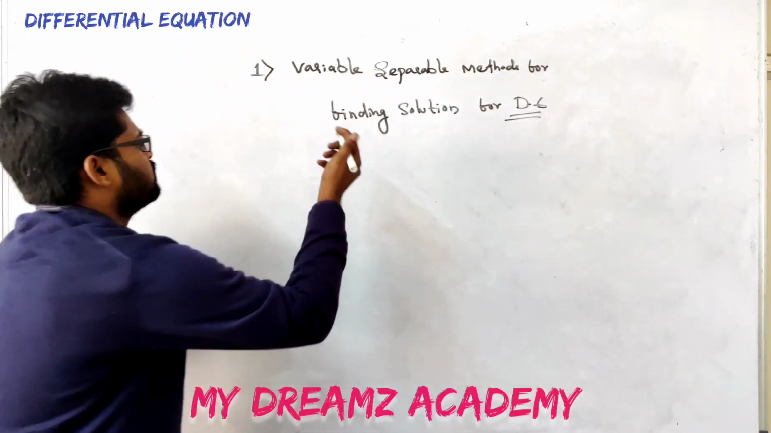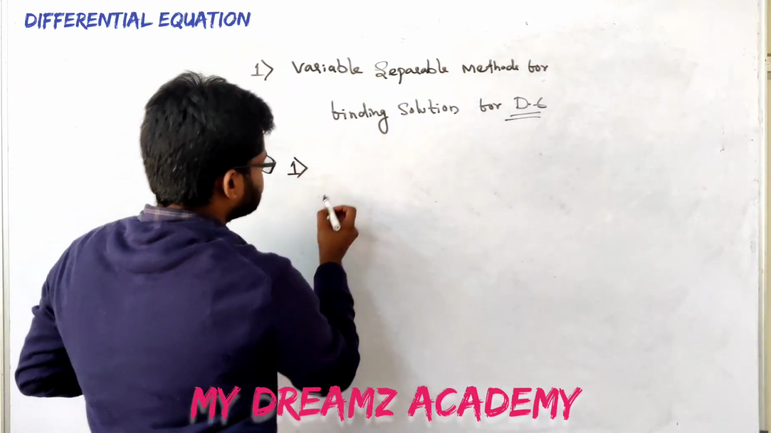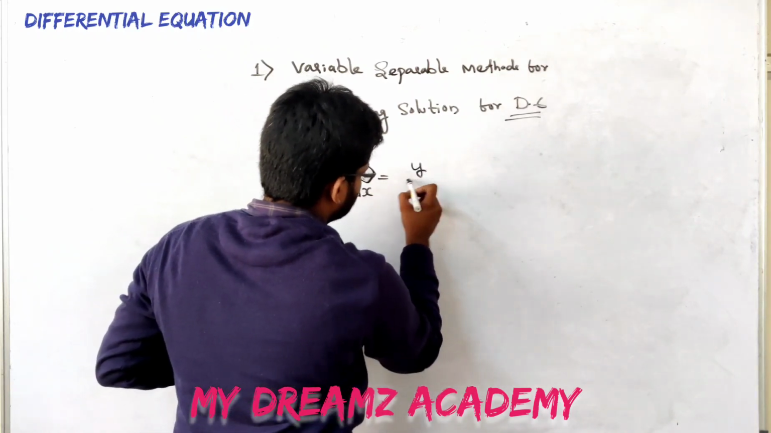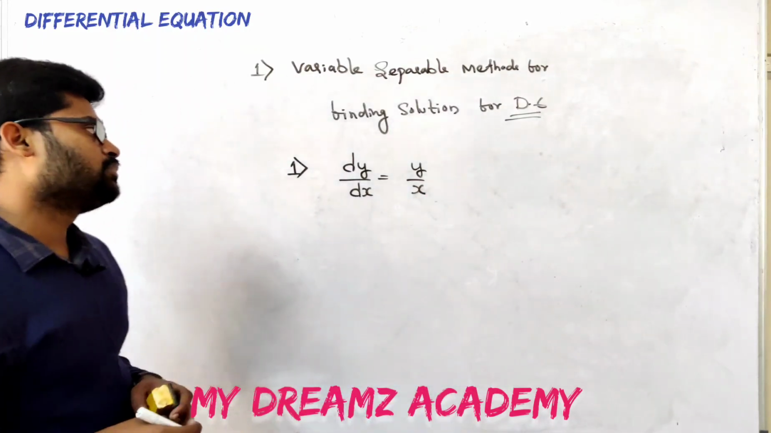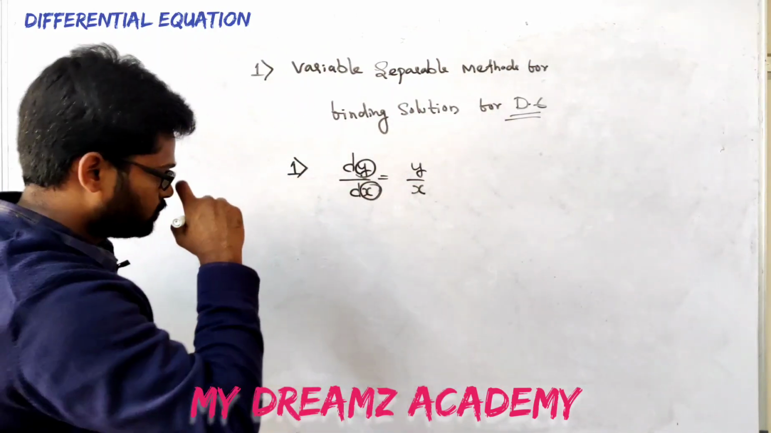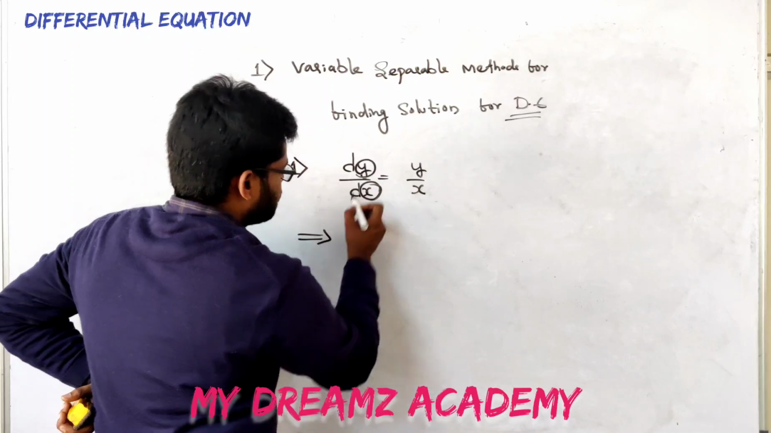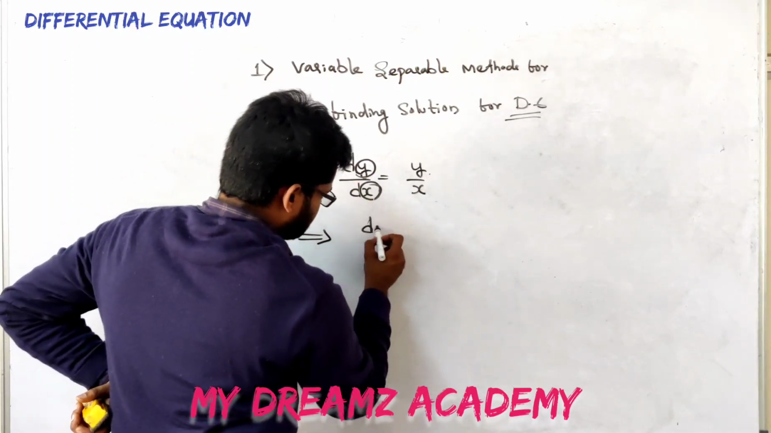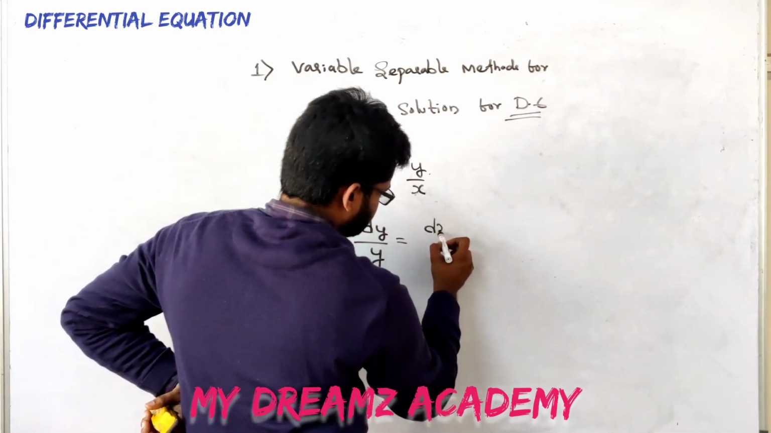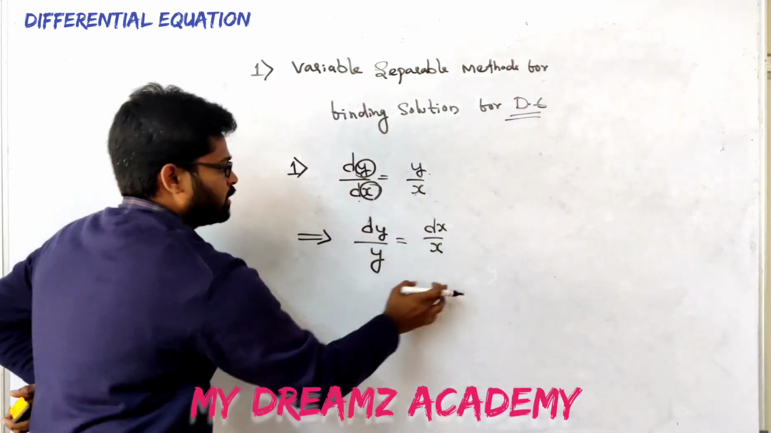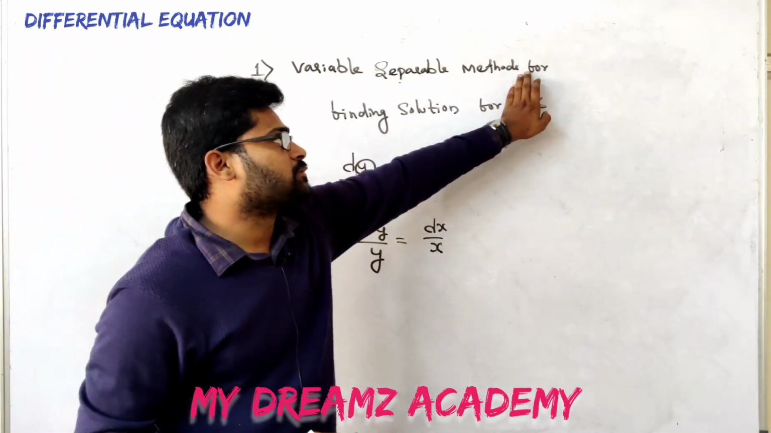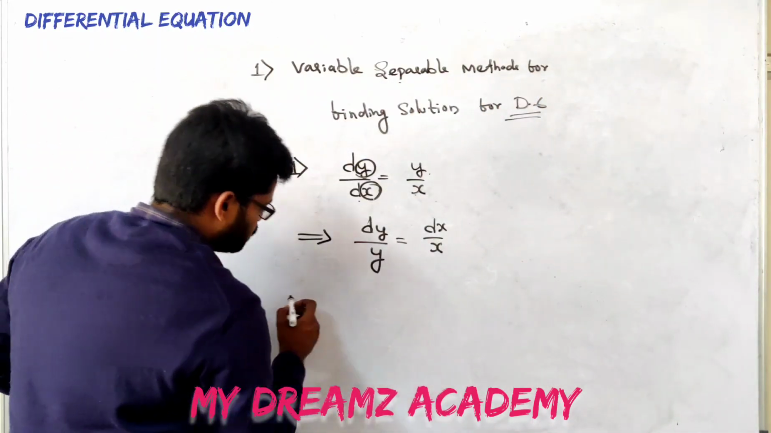We'll see one example so that you can understand very well. dy by dx is equal to y by x. See this example. Here the variables are y and x. Take dy and y on one side: dy by y is equal to dx by x. Yes, we are able to separate the variables, so we can apply the variable separable method. How to do it? You just integrate on both sides.